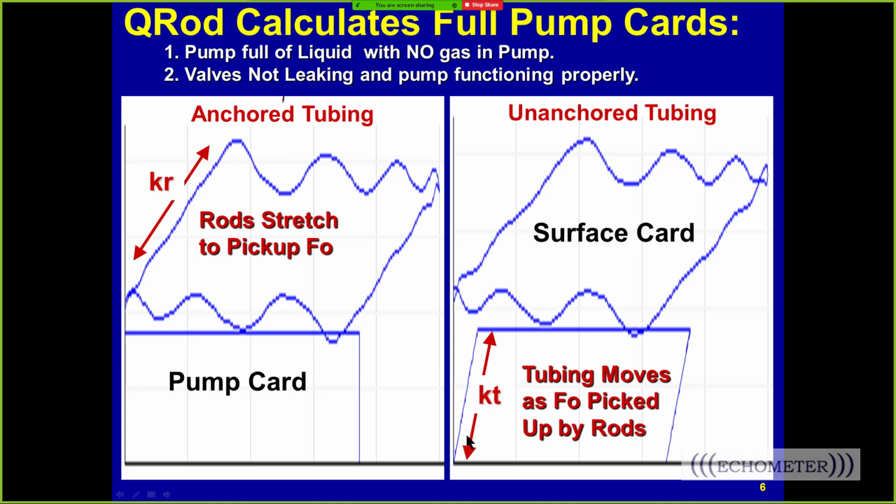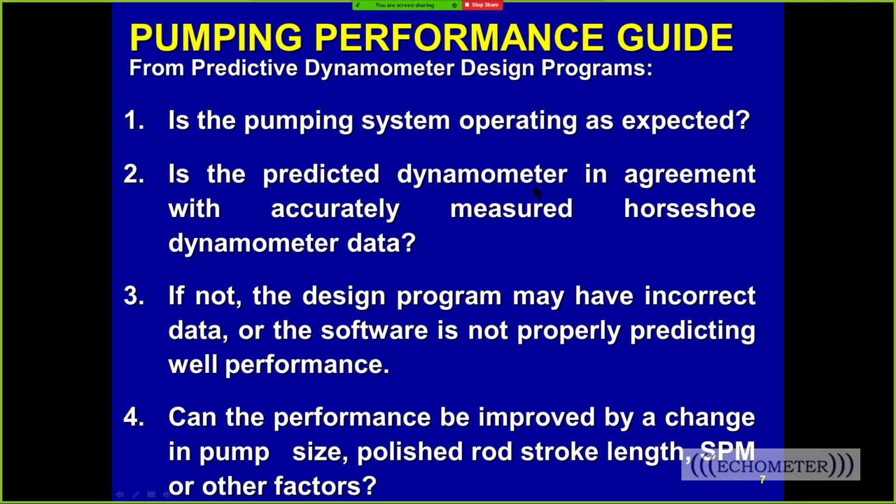Now if it's unanchored, we see the tubing pump card lean over based on the motion of the plunger with respect to the barrel, because the tubing is releasing the load onto the rods and it's unstretching, and that causes the plunger to move with respect to the barrel, and we get this movement. And also you'll see that the surface card leans over more, because at the surface we see both the unstretch of the tubing and the stretch of the rods.